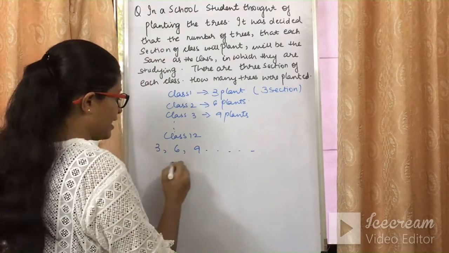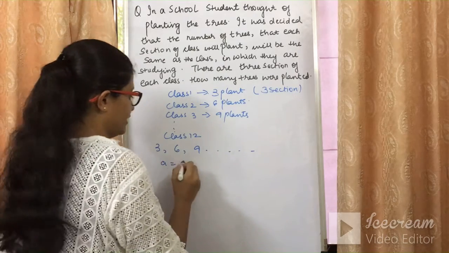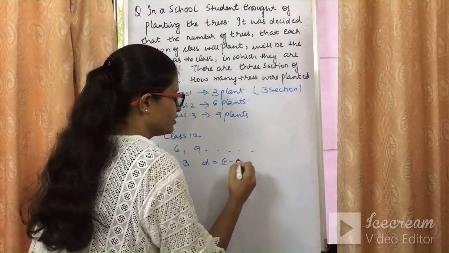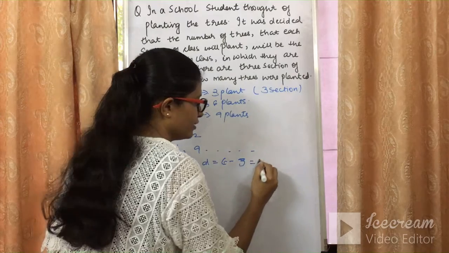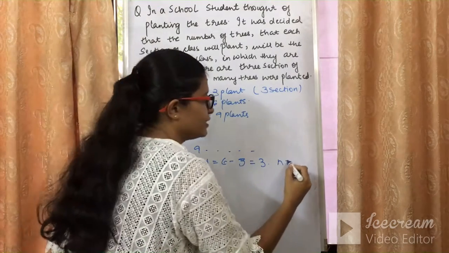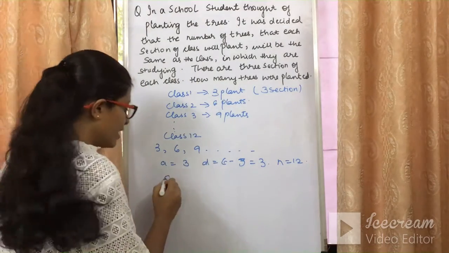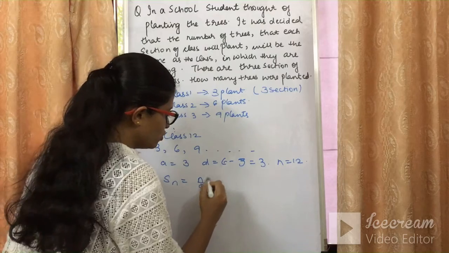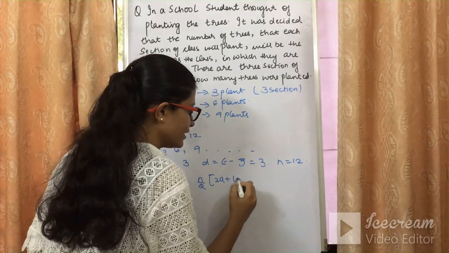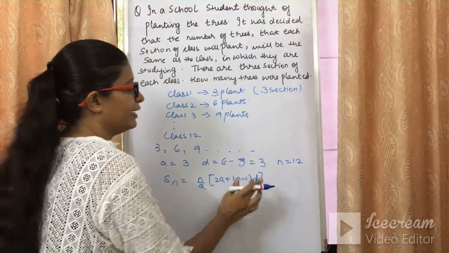Now, what is A over here? Can you see the series is in AP, because the difference is constant. A is 3, D is 6 minus 3, which is nothing but 3. And what is N? N is class 1 to 12, so we have N equal to 12. So what do we need to apply? Just the simple SN formula: N by 2 into twice of A plus N minus 1 into D. Again we have A, N and D with us.